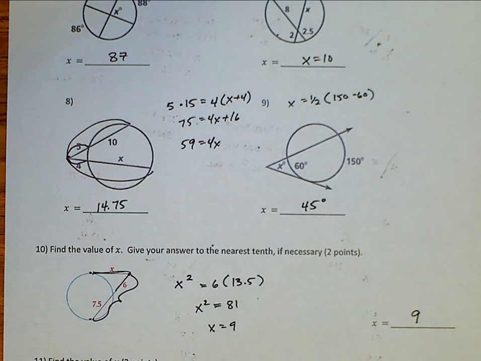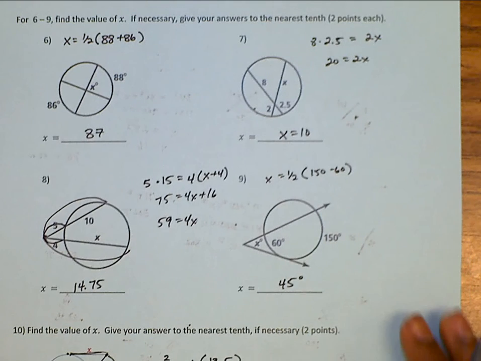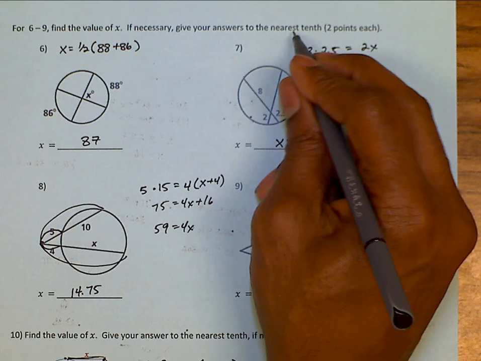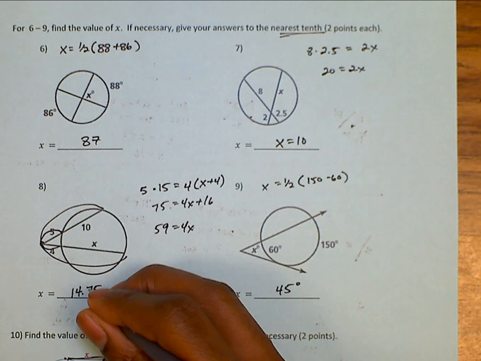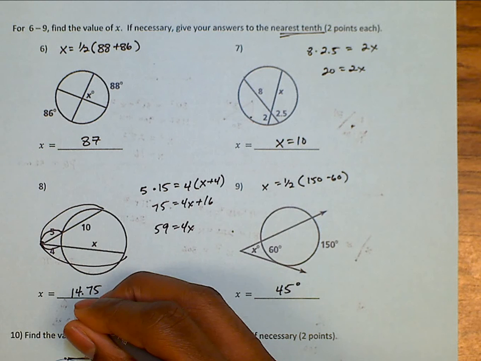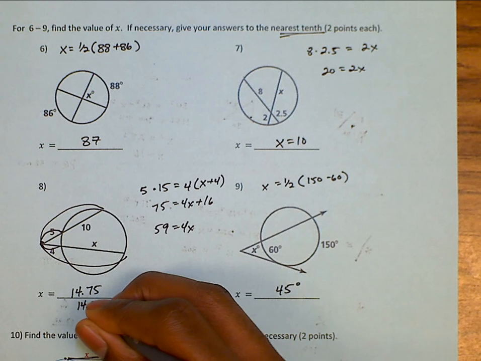Oops, sorry, let me go back up here and correct something. Okay, the directions here say to the nearest tenth, so I shouldn't have said 14.75. I should have said 14.8. Okay, make sure you read directions.